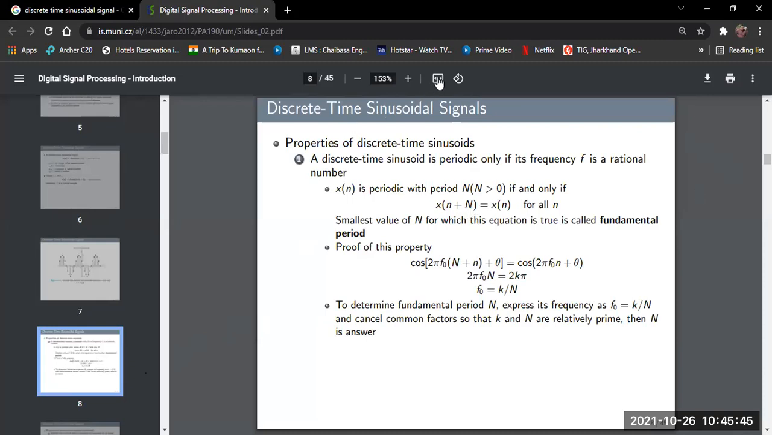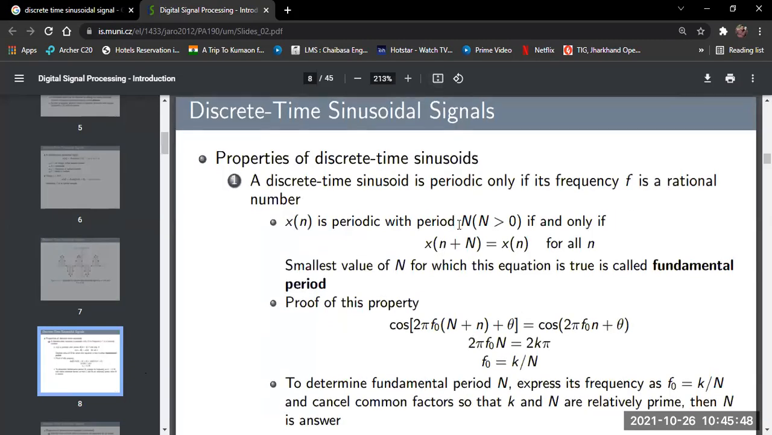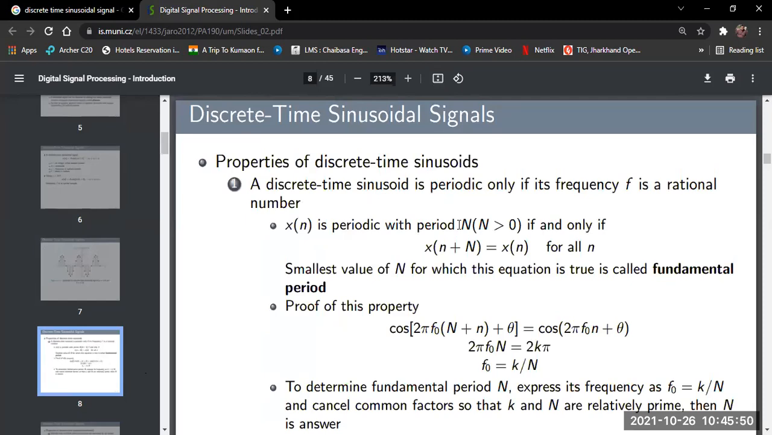Now this is very much important: properties of discrete time sinusoidal signals. Number one, the discrete time sinusoid is periodic only if its frequency f is a rational number. That means x of n is periodic with period N greater than 0 if and only if x of n plus N is equal to x of n for all n. The smallest value of N for which this equation is true is called the fundamental period.